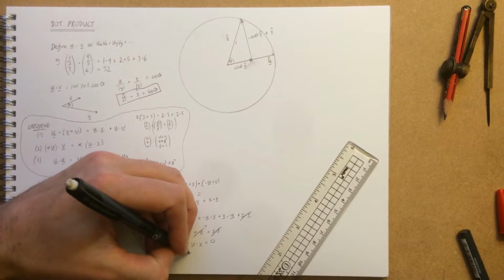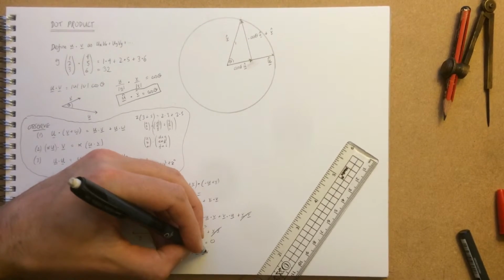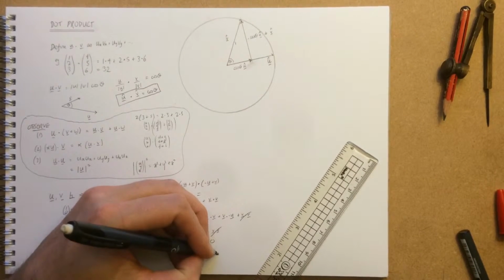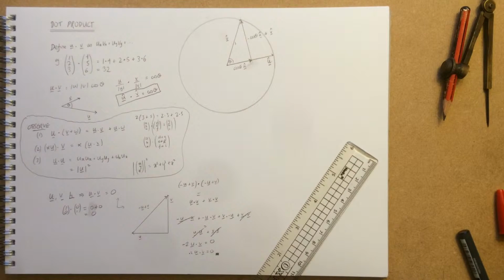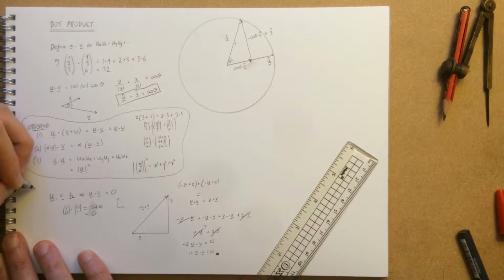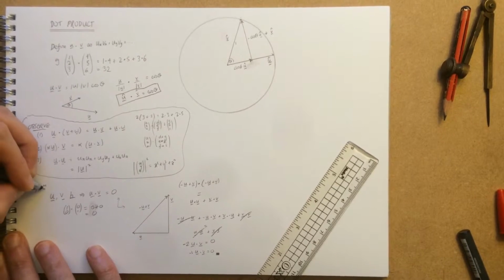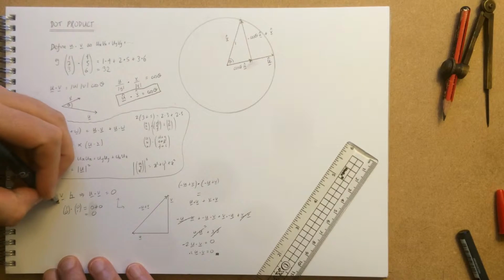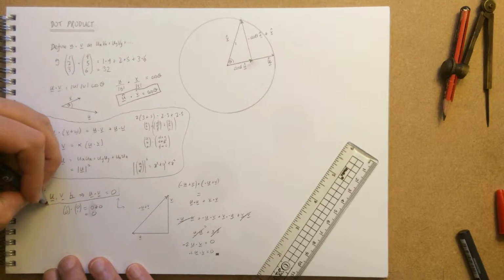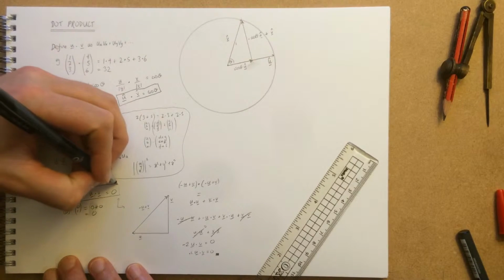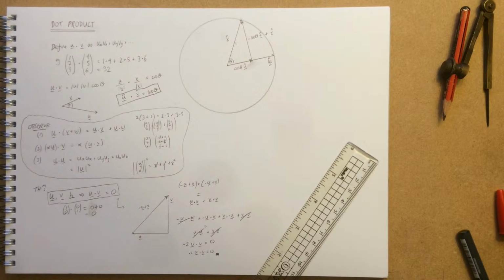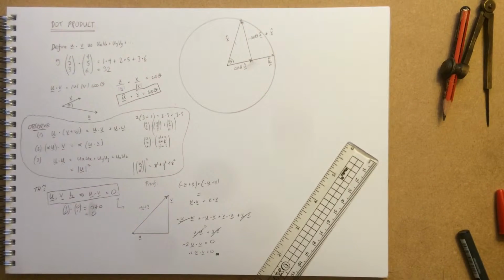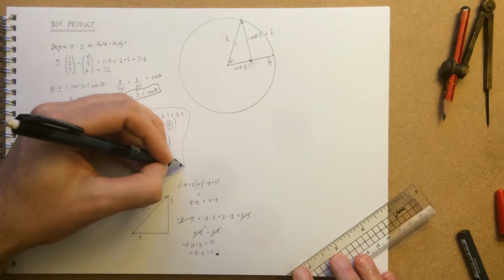Therefore, u dot v equals 0. Okay, done. So let's call that a theorem. Theorem, and this is our proof. So let's box that away.